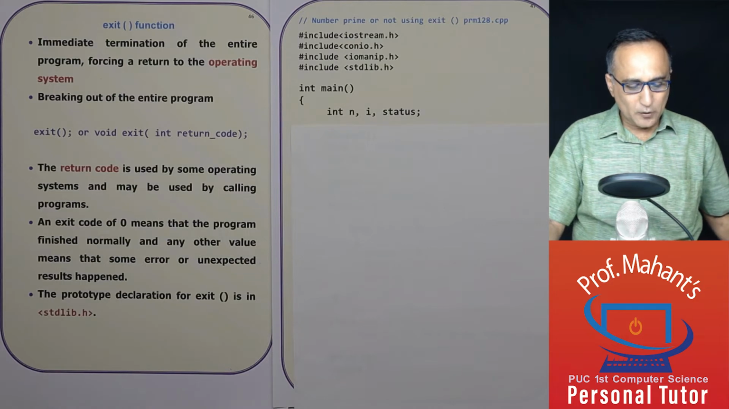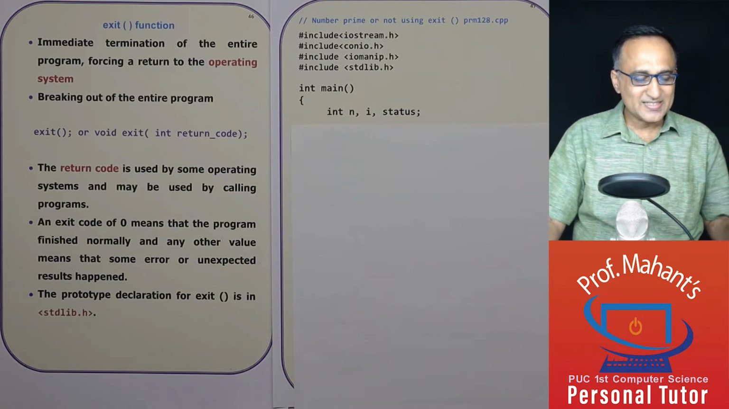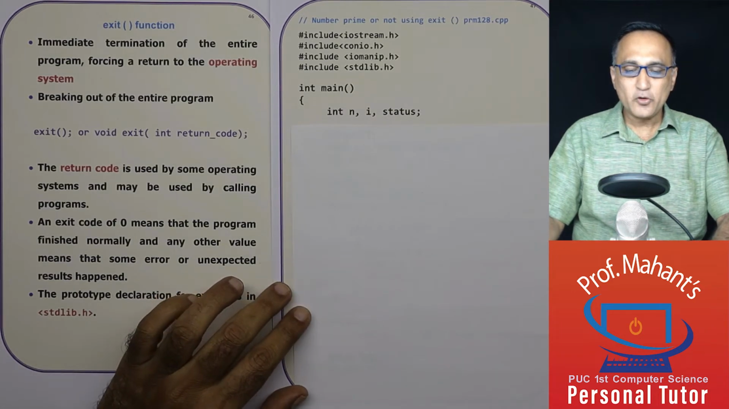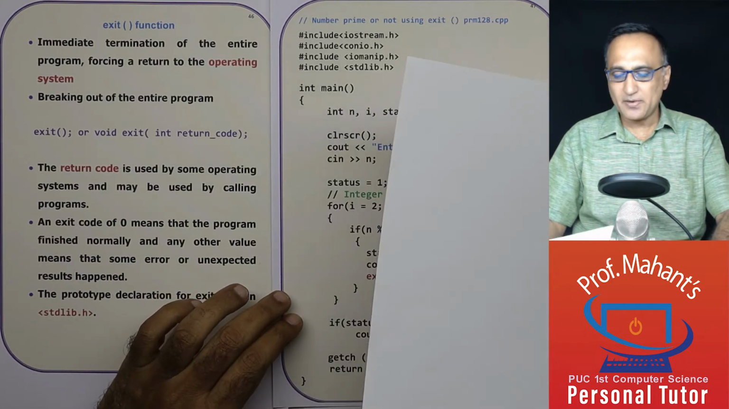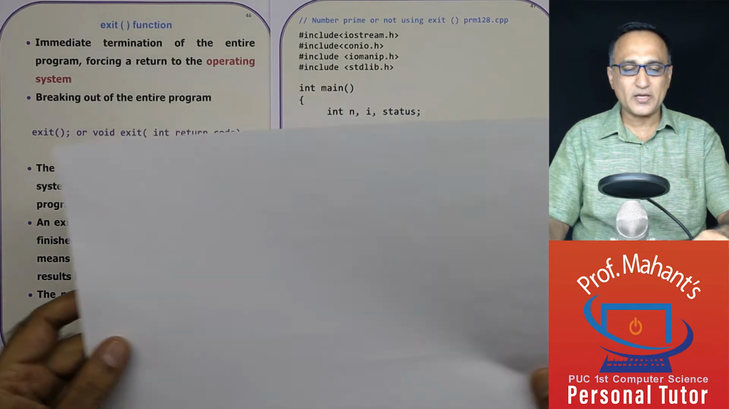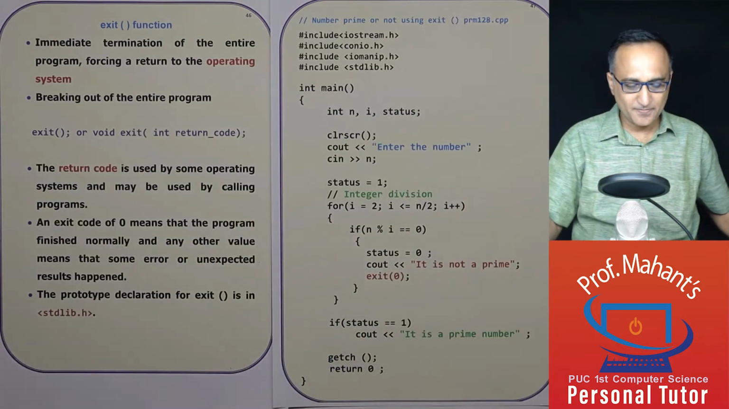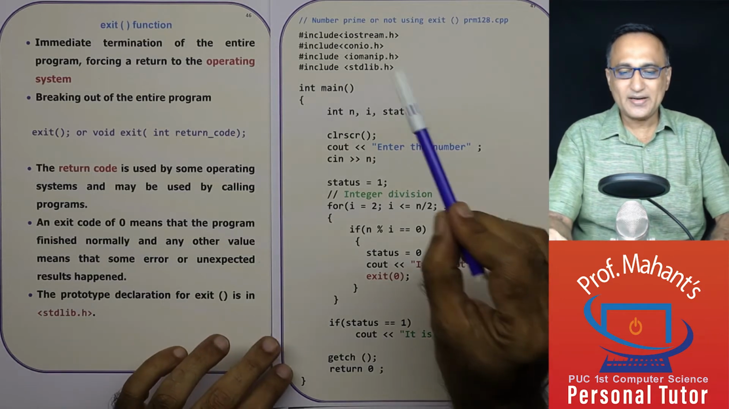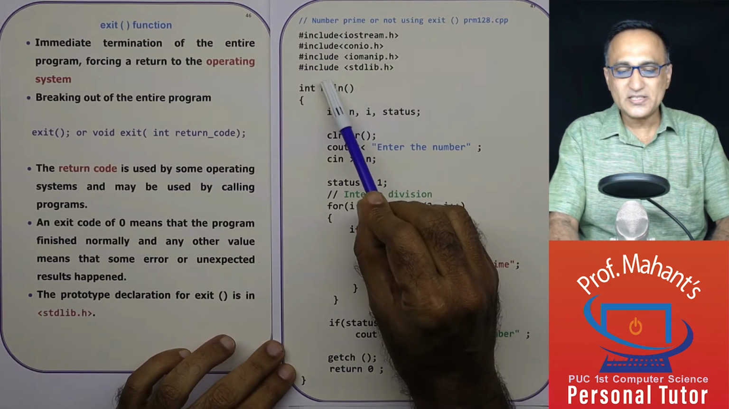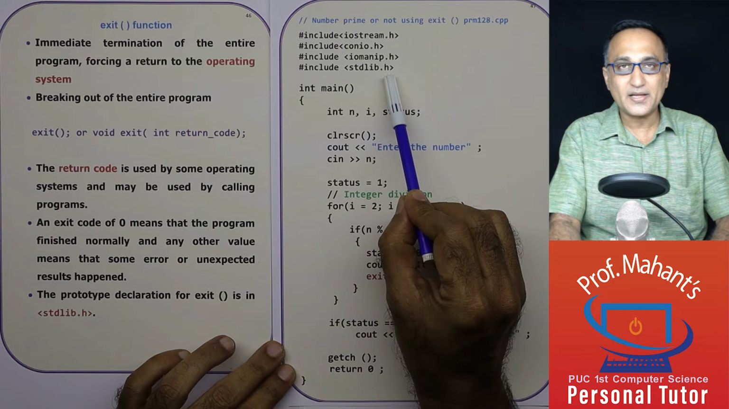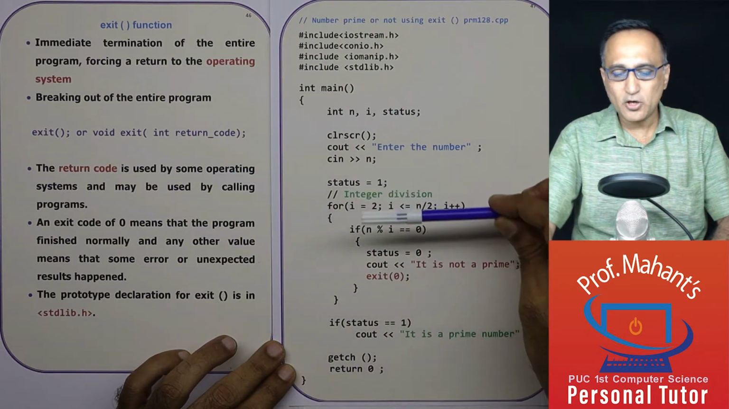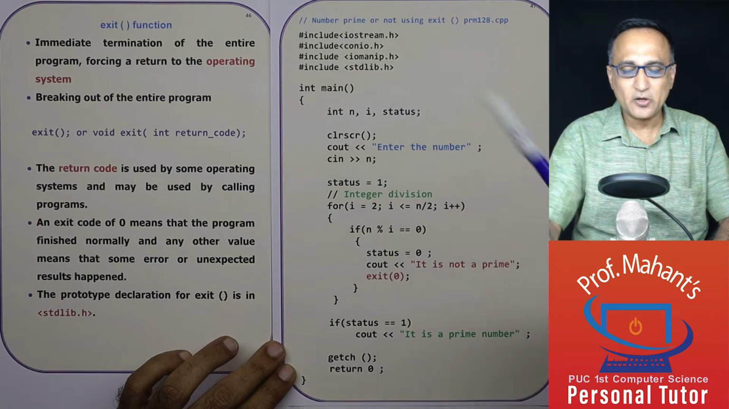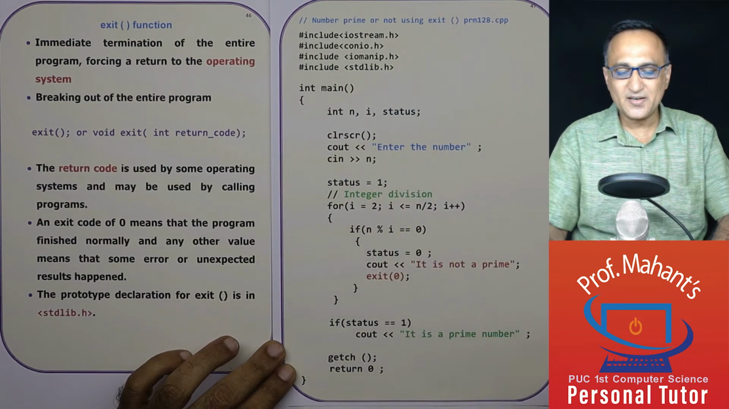The prototype or the model of the exit function is declared in stdlib.h. I am going to use the same program to determine whether a number is prime or not to explain the exit function. So if you see here, before I can use exit, it is required that I include this header file called stdlib.h, because the prototype of this particular exit function is declared in stdlib.h. Rest of the things are the same.